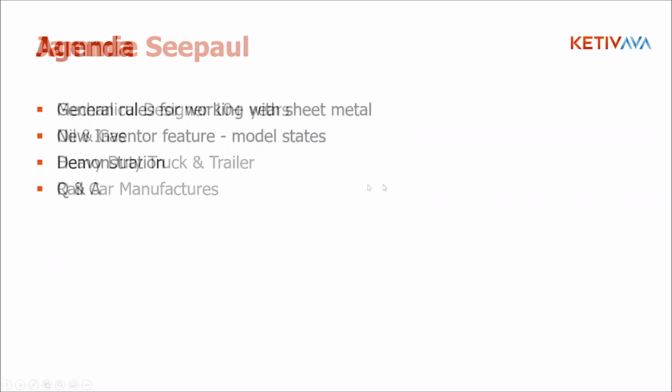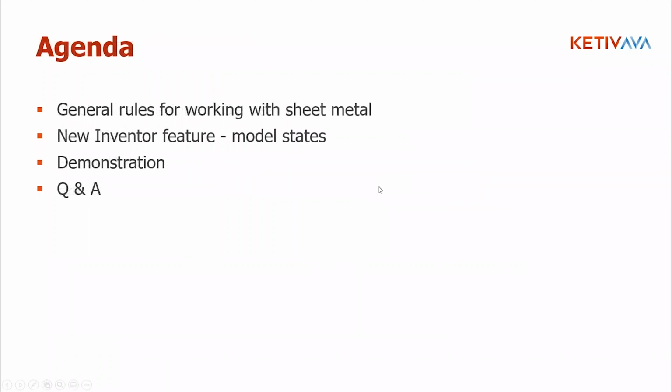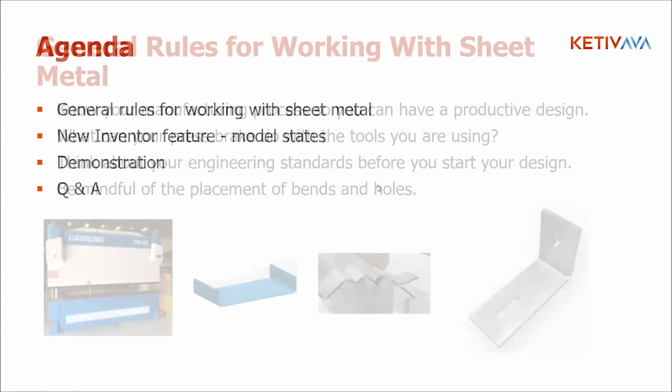Thank you, Grayson. All right, so for the agenda, we're going to talk a little bit about the general rules working with sheet metal, things to look out for when you're designing. We're going to talk about the new feature in Inventor 22, which is model states. And I'm going to run through a quick demonstration, and then we'll have a Q&A at the end.